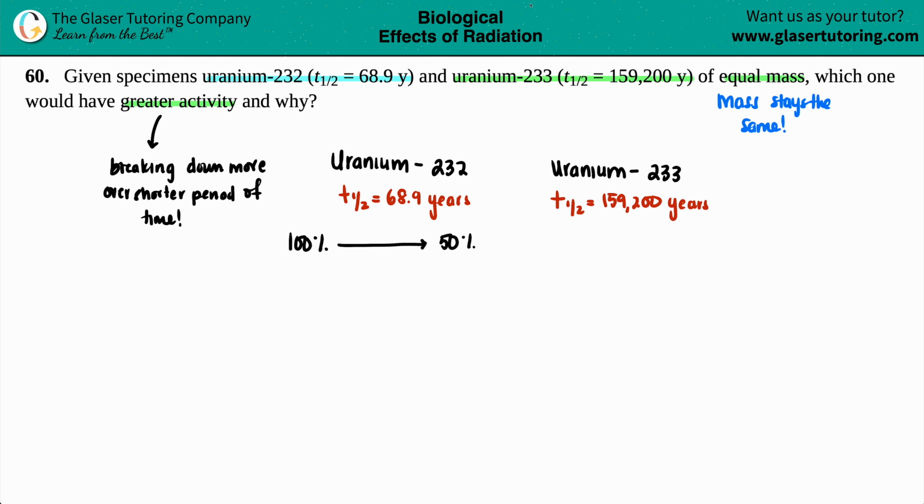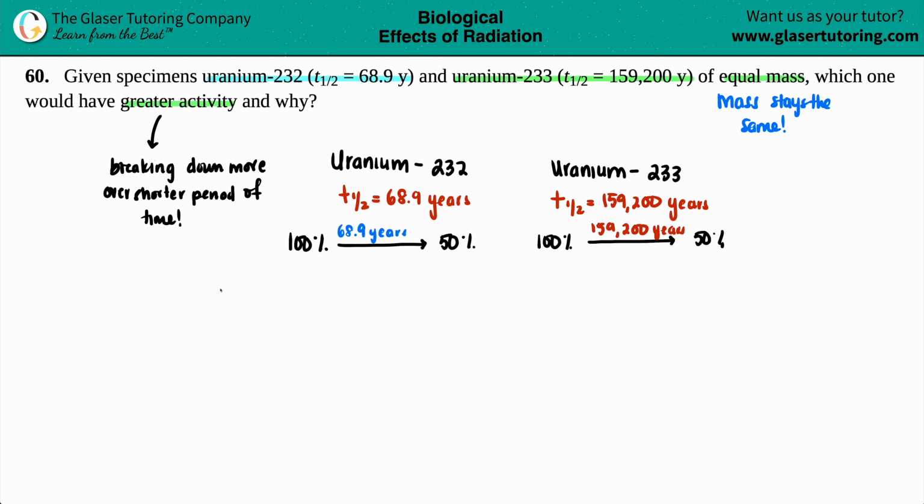So, for example, if you have a 100% sample of uranium-232, it's going to take 68.9 years to get down to 50%. Then it will take another 68.9 years to get half of your half. So 50 divided by 2 is 25%. But over here, it's going to take 159,200 years to just get down to the same amount, which is 50%.